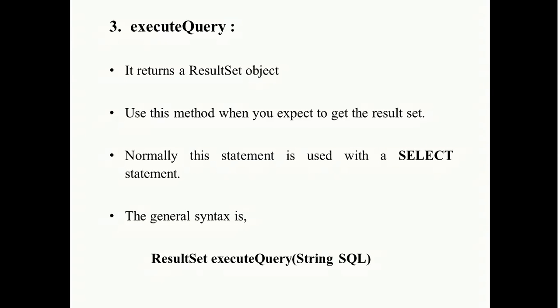Then the third method is executeQuery. It returns the result set object, and this method is used when you expect to get a result set. Normally this method is used with the select statement, and the general syntax is ResultSet executeQuery(String sql). So executeQuery returns the result set object, and it is normally used in select SQL queries.